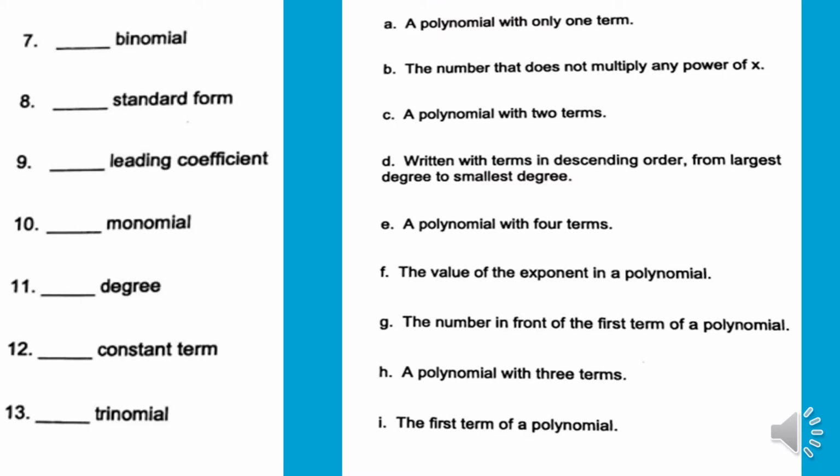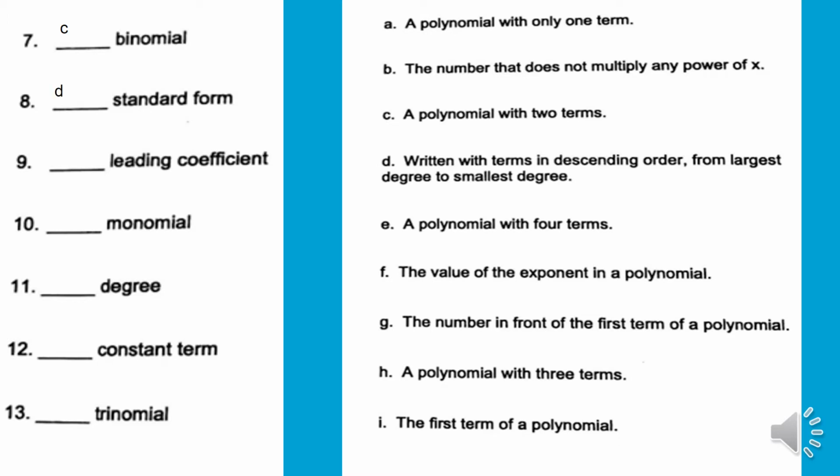So here we have a bit of matching to kind of reiterate all the definitions that we've learned so far. In number 7, I'm looking for the definition of binomial. A binomial is a polynomial with two terms. So C fits perfectly. In number 8, standard form, sometimes called general form, was when I wrote my terms in descending order from highest degree to smallest degree. So that matches well with D.